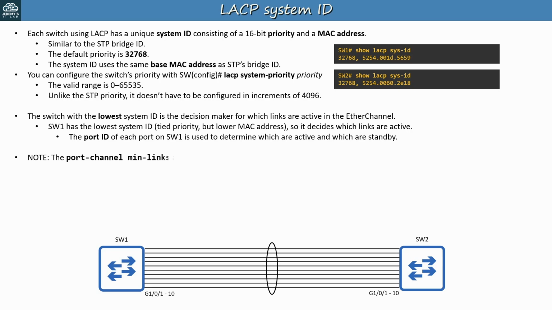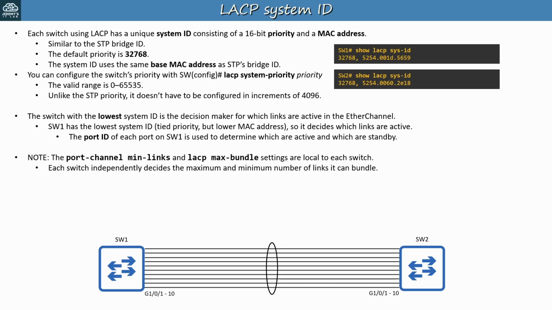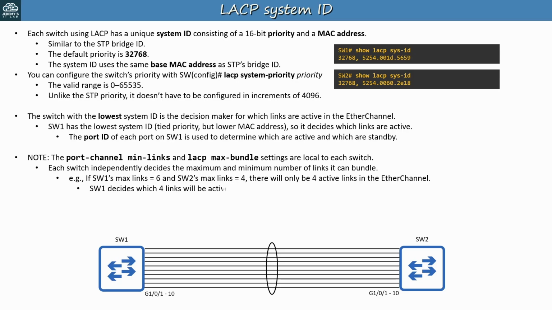But one final note here. The port-channel min-links and LACP max-bundle settings are local to each switch. So each switch independently decides the maximum and minimum number of links it can bundle, regardless of its LACP system ID. For example, if switch 1's max links is set to 6, and switch 2's is set to 4, there will only be 4 active links in the EtherChannel. Switch 1 doesn't dictate the number of active links, just because it has a lower system ID. But due to its lower system ID, it's switch 1 that decides which 4 links will be active. And as I said above, it's the port ID that determines the active links.